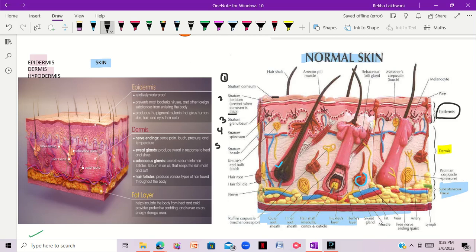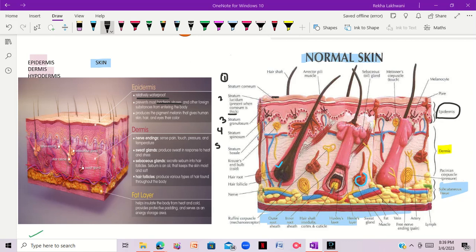Now let's read this slide. Okay, this epidermis is relatively waterproof. Obviously, the water can't enter. It prevents most bacteria, viruses, and other foreign substances from entering the body. Obviously, it is impermeable, right? It produces a pigment melanin that gives human skin, hair, and eyes their color. As I said before, the epidermis has melanocytes which produce melanin, which basically controls the complexion, right?